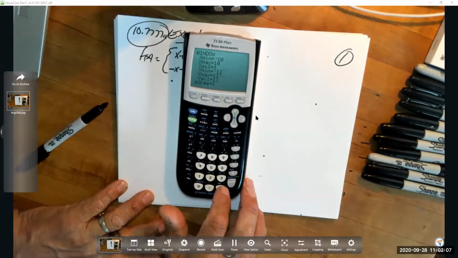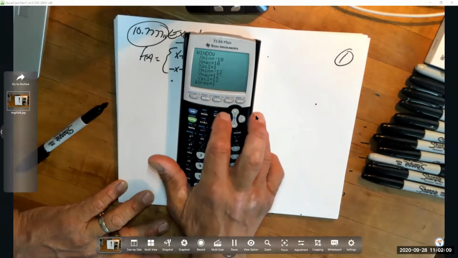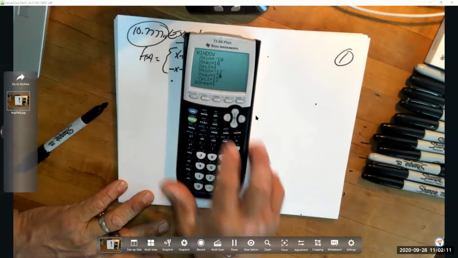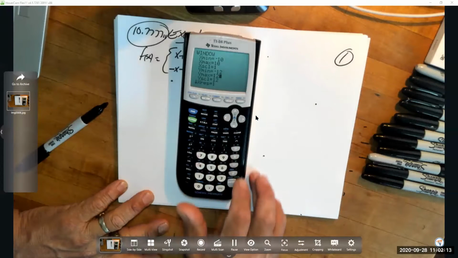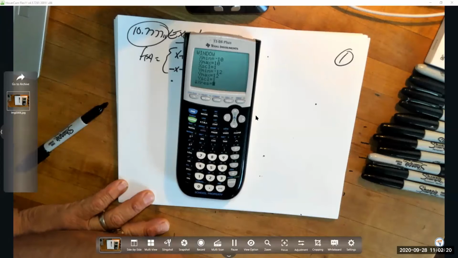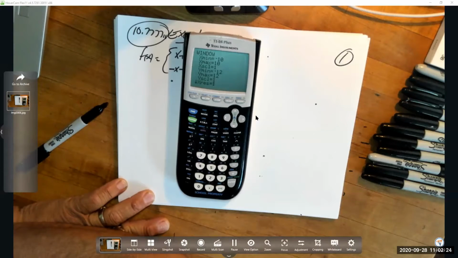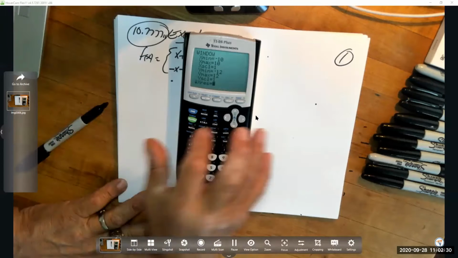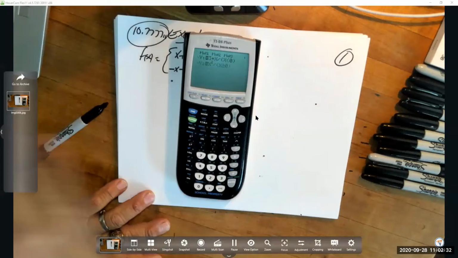Did I get all my numbers in the right place? Negative 12. And scale, I don't want to mess with scale, I want to leave it at 1. So I have X min, X max, and the scale is 1, with negative 10, 10, 1, and negative 12, 12, and 1. They're all ones right now. Now go to Y=, and I clear this out because I don't want the old stuff here.